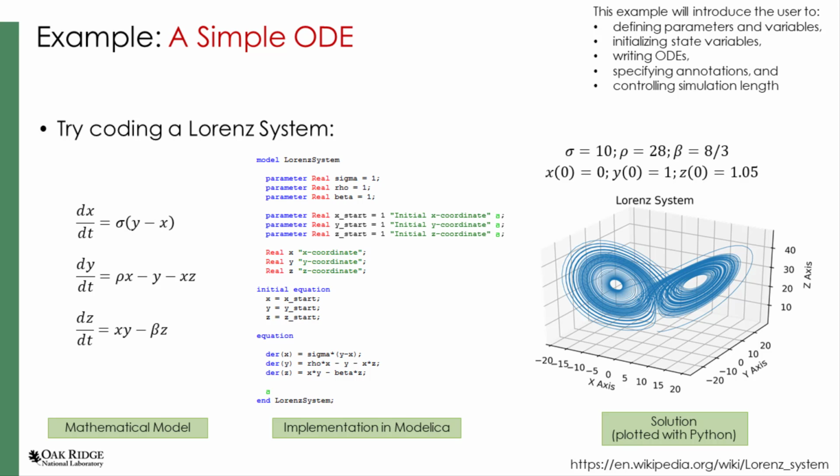In this Transform Training Series video, we will cover basic programming in Modelica by modeling a set of simple ODEs, or ordinary differential equations. This example will introduce the user to defining parameters and variables, initializing state variables, writing ODEs, specifying annotations, and controlling the length of the simulation. As always, the solutions presented in the video can be found in the Transform Training GitHub site.